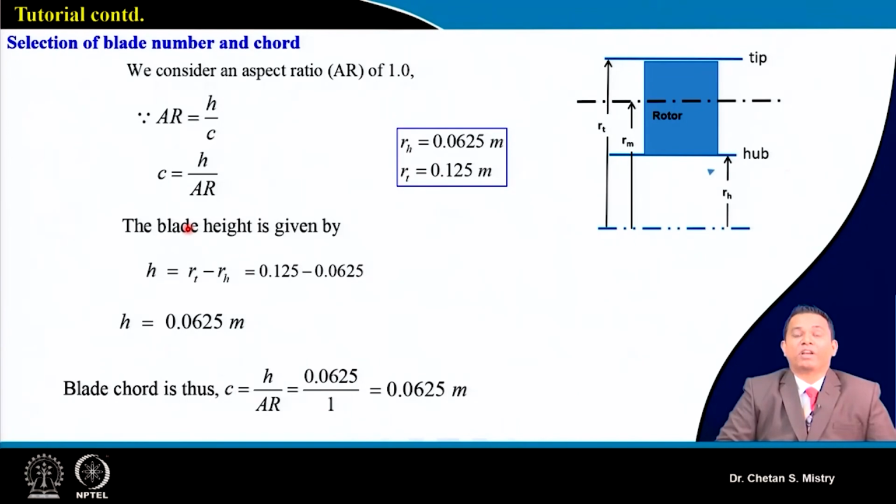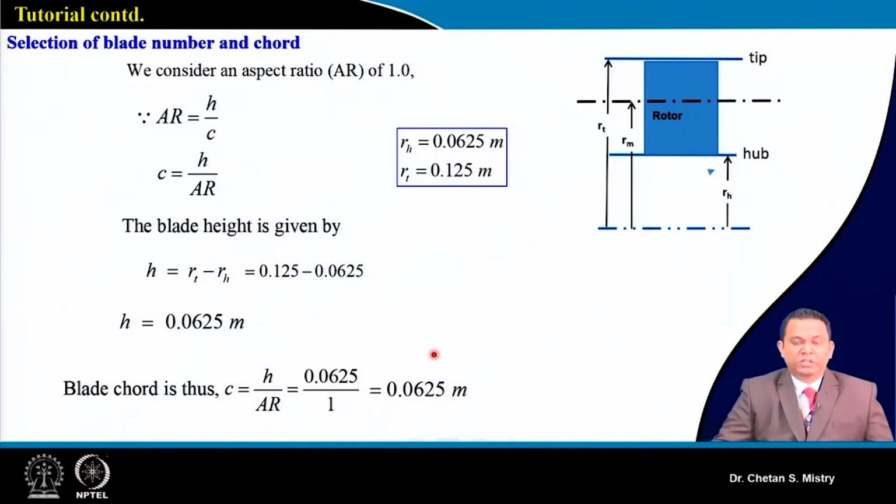Because it is not handling a large mass flow rate, that's the reason we are looking for an aspect ratio in the range of 1. We are also looking at structural considerations. So let's assume the aspect ratio to be 1. If we take our aspect ratio to be 1, the height of the blade is 0.0625 meter, and the chord of the blade is 0.0625 meter.